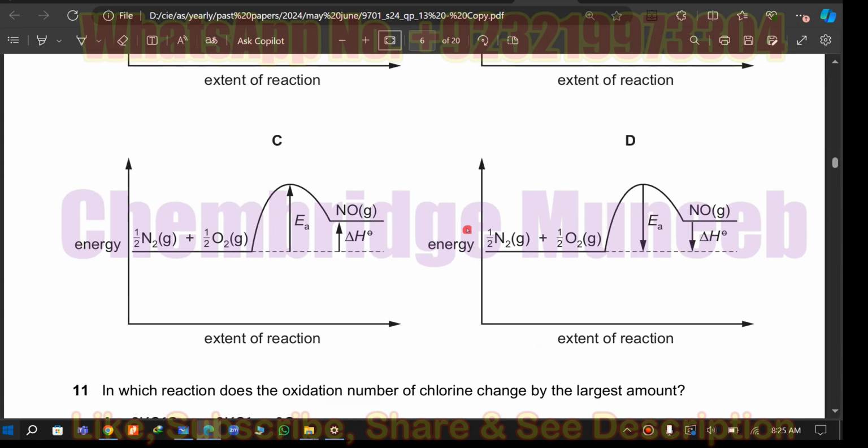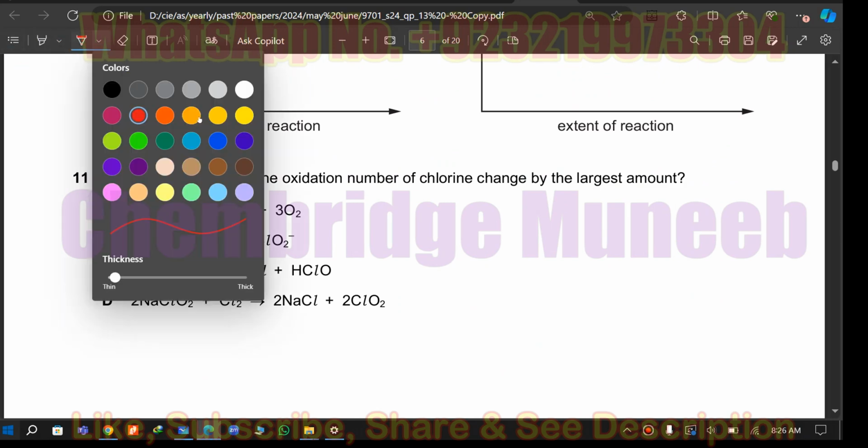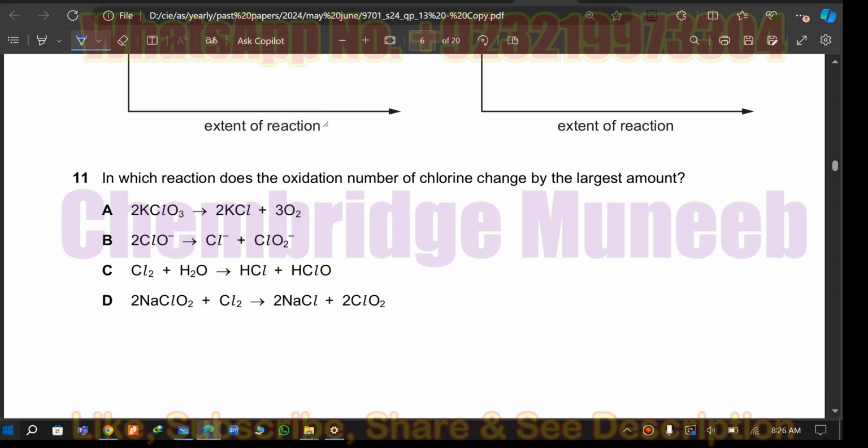Now moving to the next question, number 11. In which direction does the oxidation number of chlorine change by the largest amount? Which means we have to find where there is the greatest change in the oxidation number of chlorine. So for this purpose, we definitely need to calculate the oxidation numbers of chlorine in all the four options given. Only then can we get to the right answer.